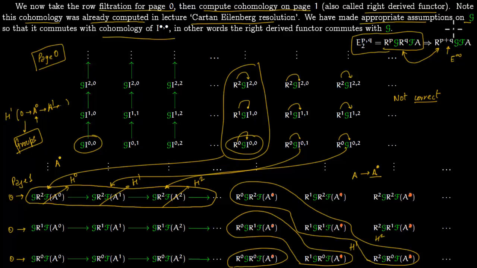You get the infinity page immediately using this. So the infinity page we got through column filtration or vertical filtration immediately. Page 2 we get from here. So this is very useful because it kind of abstracts a large number of other spectral sequences.